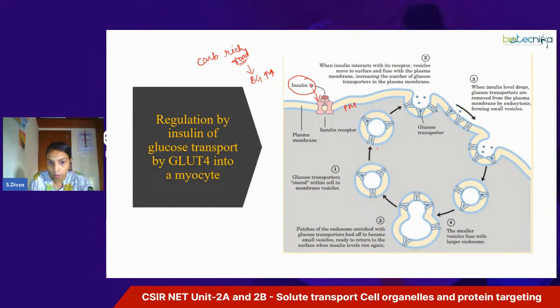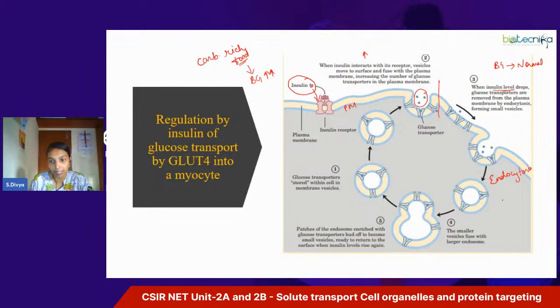Meanwhile, whatever the GLUT transporters are present within the endosomal vesicles, slowly, gradually, they will move across the plasma membrane and get itself fused. So, they are ready to take up the excess of glucose. Contradictory to that, this happens when the insulin is more. When the insulin level drops, that means we can say that blood glucose level has come back to normal. At that time, what happens? These GLUT transporters will slowly be released from the membrane. How? By means of endocytosis.